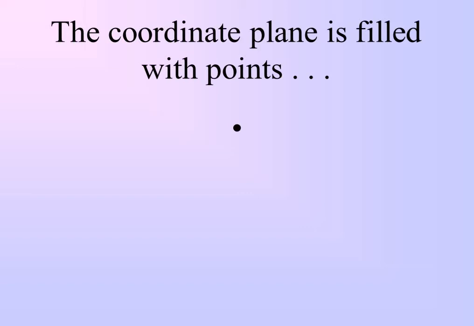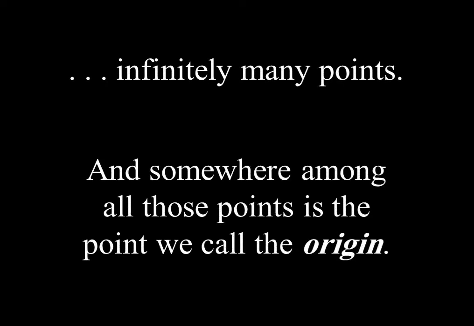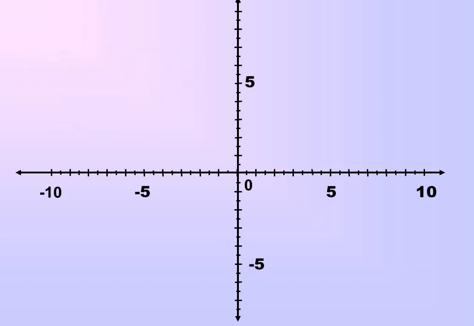The coordinate plane is filled with points, as you can see here, an infinite number of points. And somewhere among all of these points is the point we call the origin. The origin is the point at which the two number lines, the vertical number line and the horizontal number line, meet or cross each other. The origin is the point where the two number lines meet.